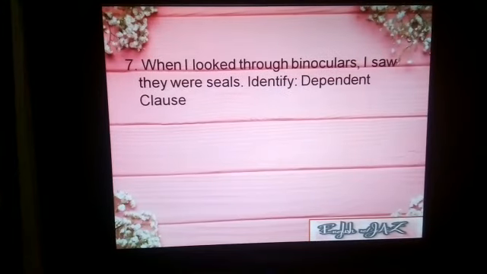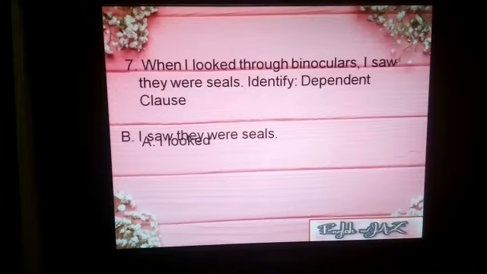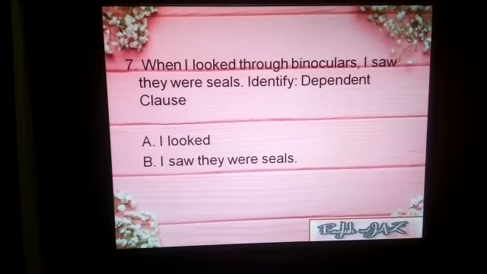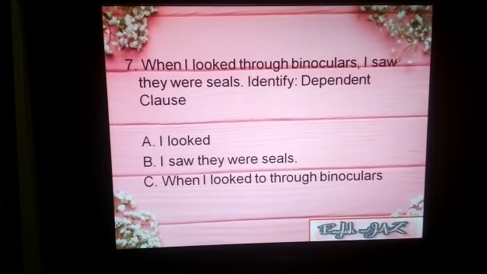Let us have now number 7. When I looked through binoculars, I saw they were seals. Identify the dependent clause. Letter A, I looked. Letter B, I saw they were seals. Letter C, when I looked through binoculars. Or letter D, I saw.